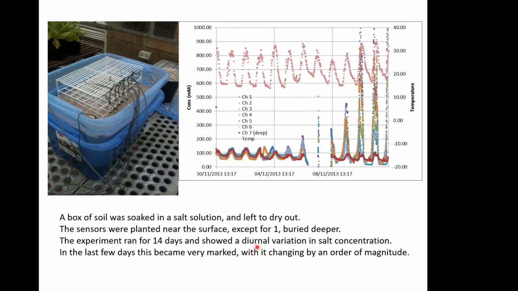So it says we got a diurnal variation in salt concentration, but in the last few days, as it dried out, it became very marked. And what you started to see eventually, when you get to this period here, where the salt is really getting very highly concentrated in the daytime, is you start to see salt crystallizing on the surface, because all the water's been driven away. Basically, this is drying out. But deep down, it's still quite moist, so you can still see what's going on.